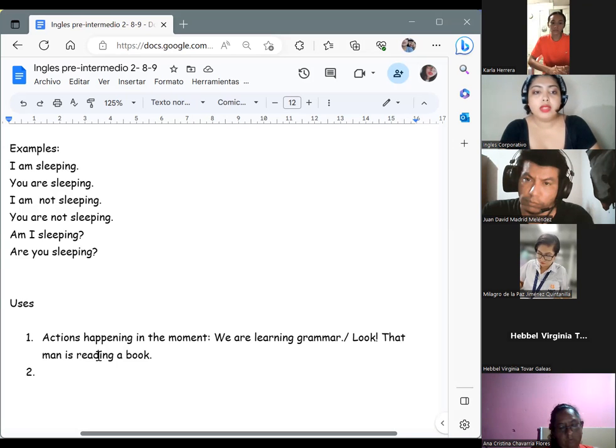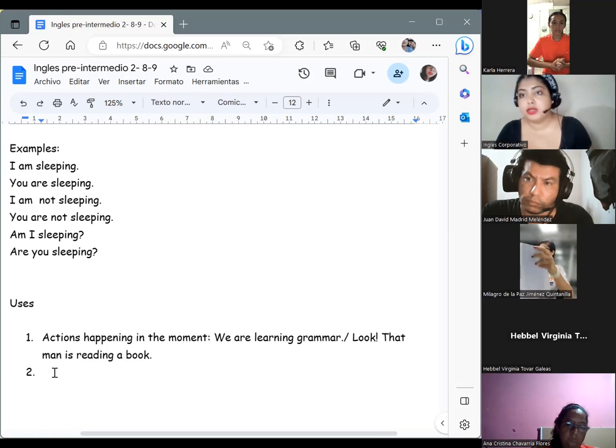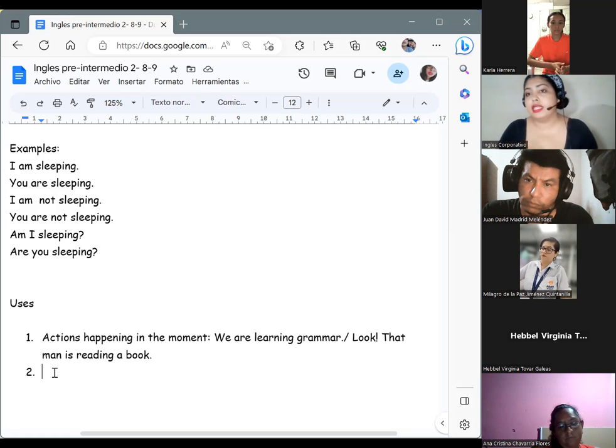Number two, a fixed arrangement for the future. In the present time, we have the fixed arrangement, but this one is talking about the future. Es diferente que el que tenemos en el presente simple. Allá teníamos acerca de horas específicas, ¿verdad? O podemos llamarlo schedules, pero algo similar, ¿verdad? Entonces son como momentos que estamos seguros que van a suceder. En este caso, son cosas que sí estamos seguros que van a llegar a pasar, pero no en este momento, sino en el futuro.